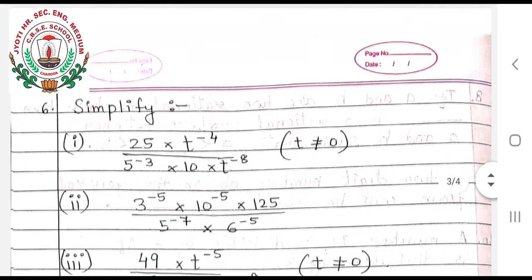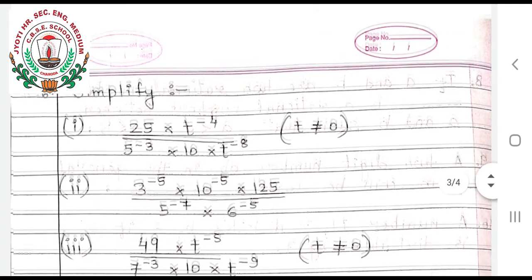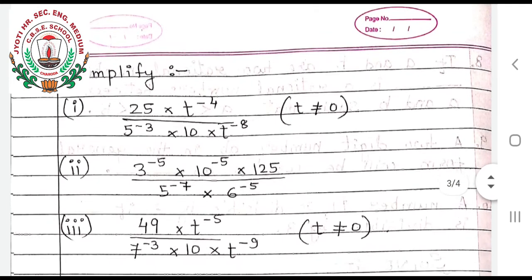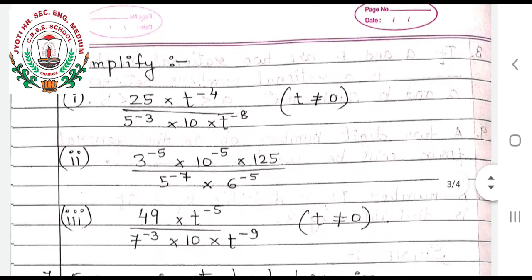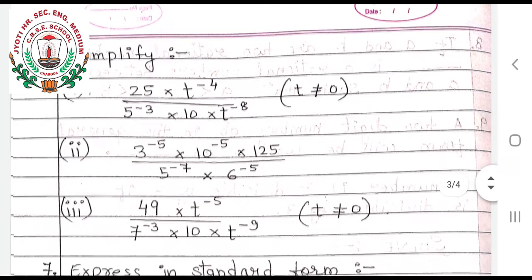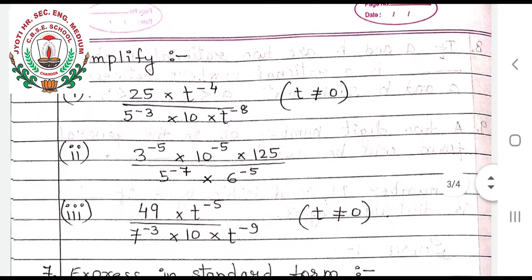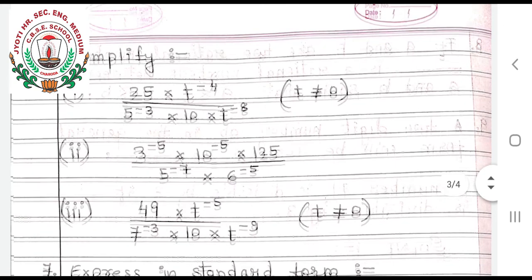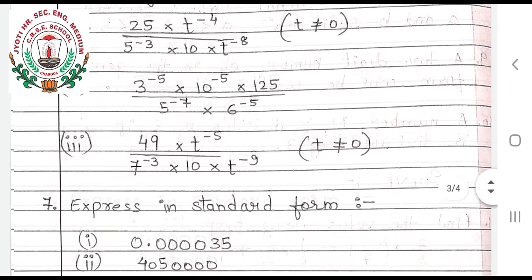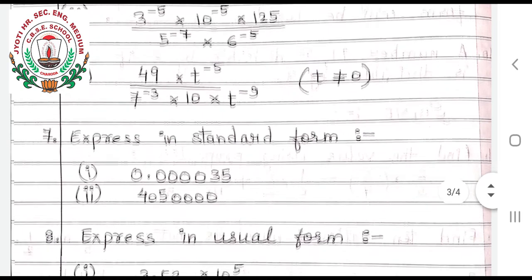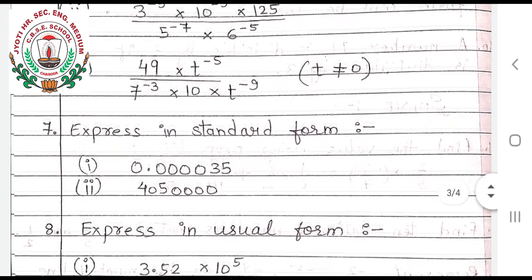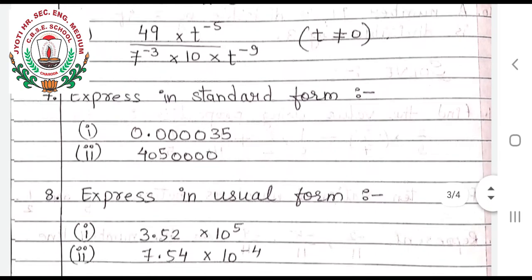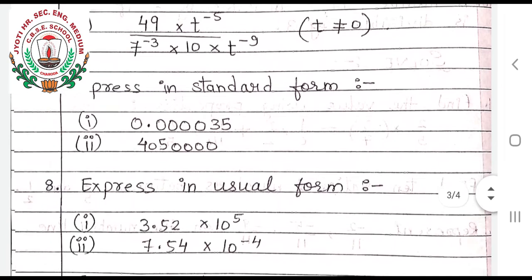Then next, these questions I have already told are important types of questions, and you have to do a little kind of adjustments, arrangements, and solve these questions. These two questions are from the exercise itself, and one extra question I have given that you solve. Then the next two questions are in standard form and usual form, that you have solved in the exercise.